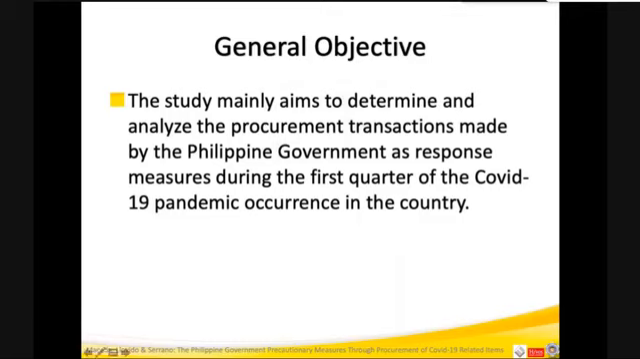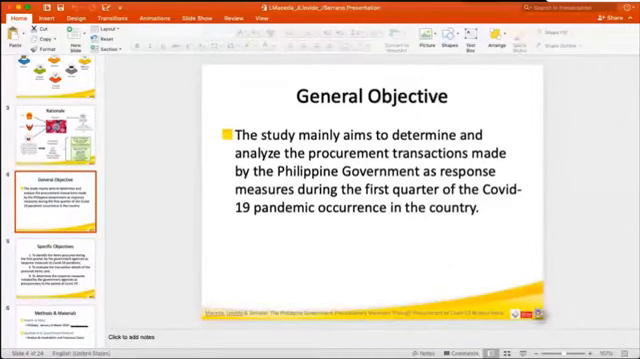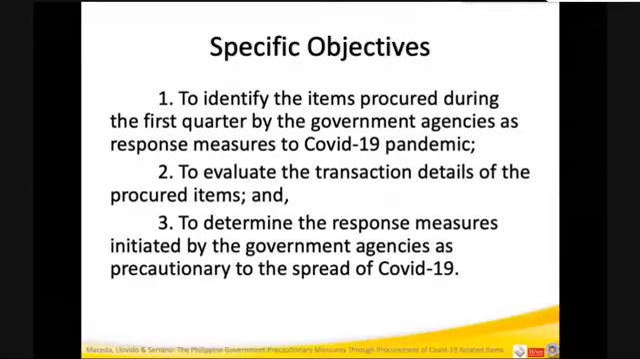The study mainly aims to determine and analyze the procurement transactions made by the Philippine government as response measures during the first quarter of the COVID-19 pandemic occurrence in the country. So these are the following specific objectives: to identify the items procured during the first quarter by the government agencies as response measures to COVID-19 pandemic. Next is to evaluate the transaction details of the procured items. And the last one is to determine the response measures initiated by the government agencies as precautionary to the spread of COVID-19.